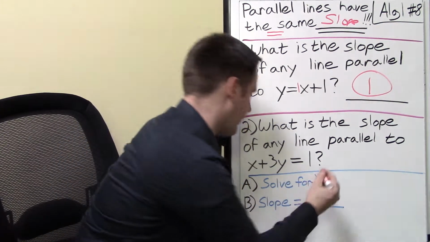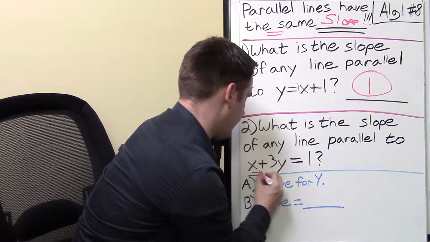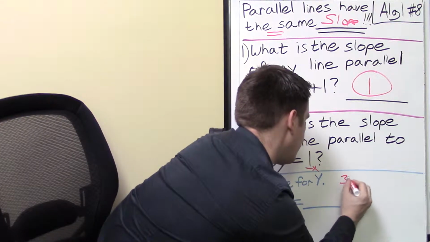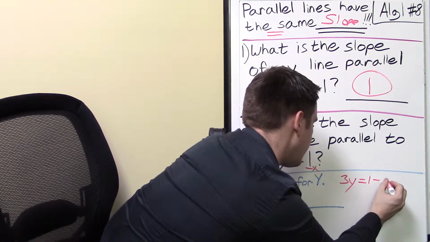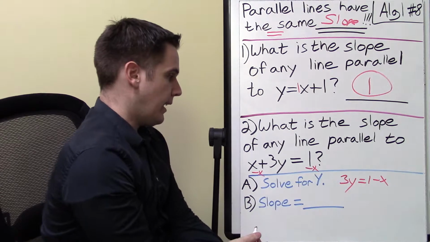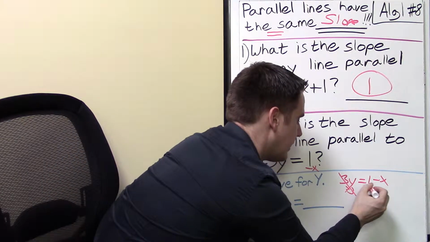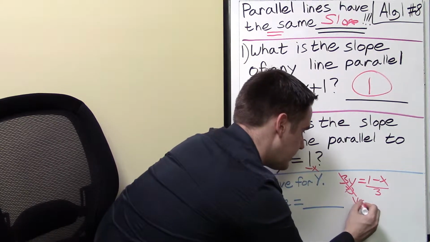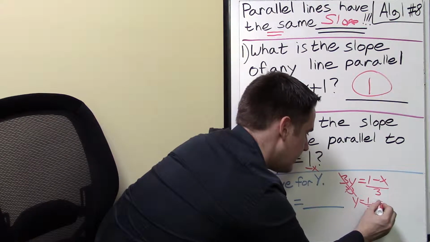If it's not y equals, then you can't get slope yet. So, solve for y. We're going to subtract x, and then we get 3y equals 1 minus x. And then we're going to divide by 3, cancel out, divide by 3. So then y equals 1 over 3 minus 1 over 3x.